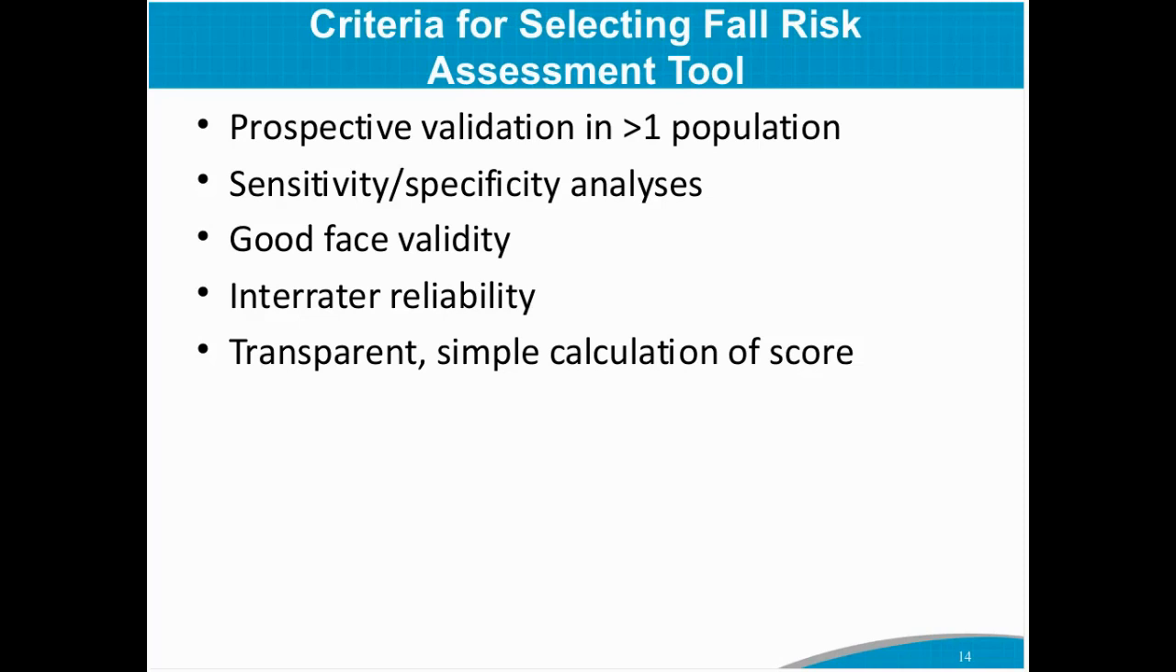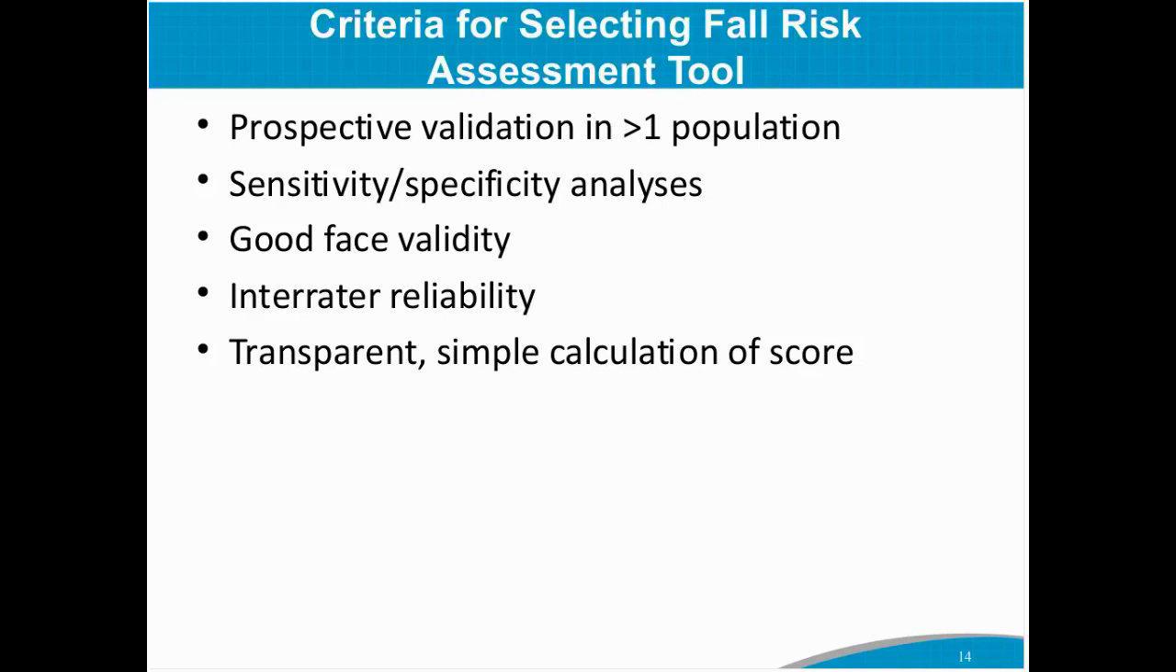The tool should also have published sensitivity and specificity analysis. So this tells you how well the tool is going to predict patients who are at risk for falling. It also discriminates those who are not at risk. The tool should also have good face validity. So a clinician should be able to look at each of the scale items and have a good idea what they mean.